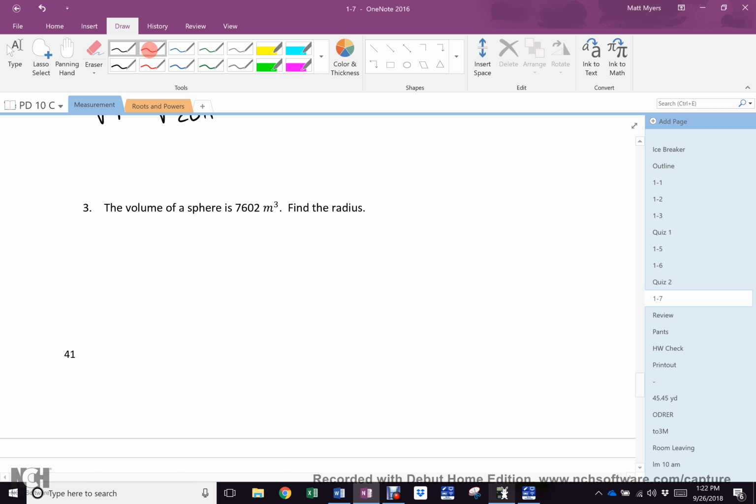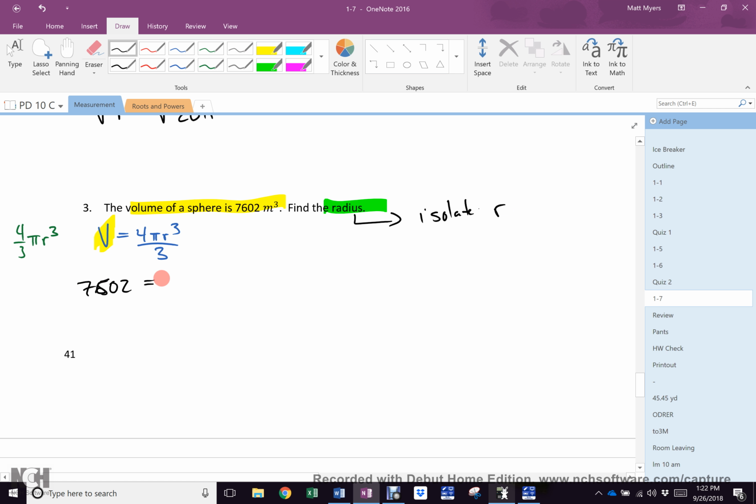The volume of a sphere. So I get my volume of a sphere together: 4 pi r cubed over 3. I know on your formula sheets it's 4/3 pi r cubed. This is easier to do algebra with, as I told you when we wrote it out. I have a volume right there. I need a radius right there. So I must isolate r. So 7,602 equals 4 pi r cubed over 3.